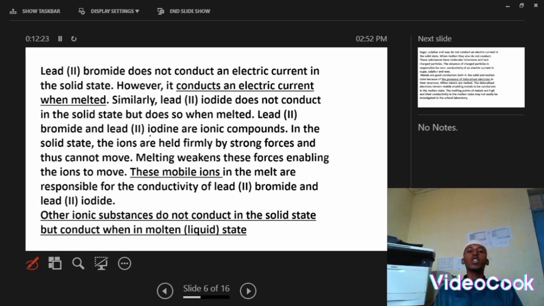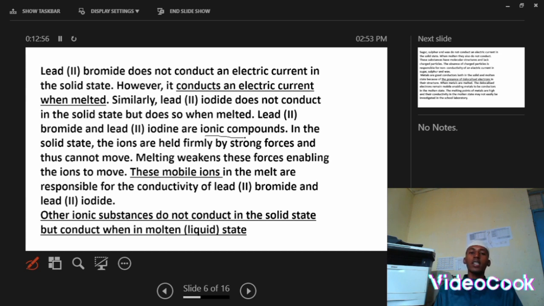Lead-2 bromide and lead-2 iodide are ionic compounds. Remember, we have said a compound is a pure substance made up of two or more elements chemically combined. And we have said ionic compounds have two oppositely charged ions: positively charged ions and negatively charged ions. We can say an ionic bond is a bond between metals and non-metals, since we know that metals have positively charged ions and non-metals have negatively charged ions.